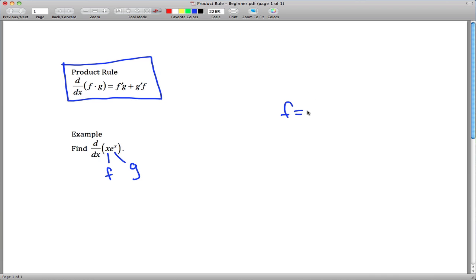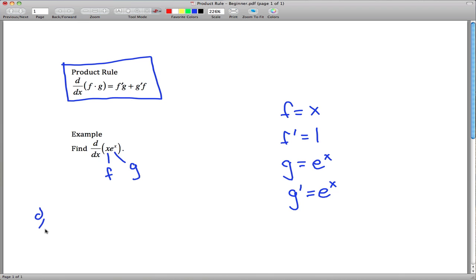Might even be worth writing these off to the side so that we can keep track of all our different pieces. We know that f is equal to x and g is e to the x. And since we already know the derivative of these more simple functions, f prime being 1 and g prime being e to the x, we have all the information that we need, everything that's on the right side of this equation here, to figure out what this derivative is.